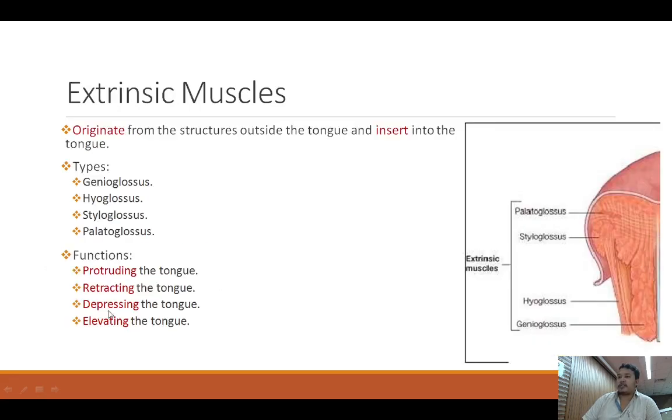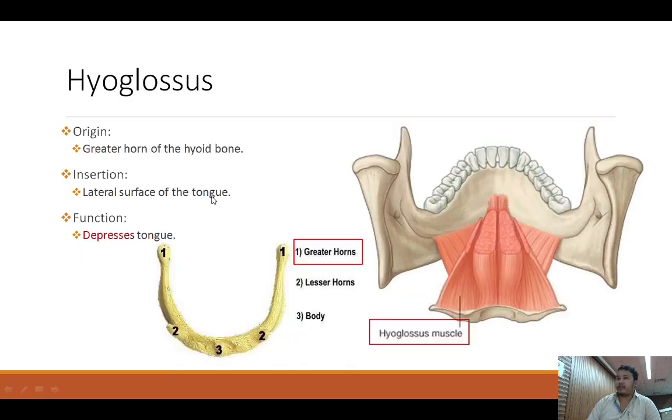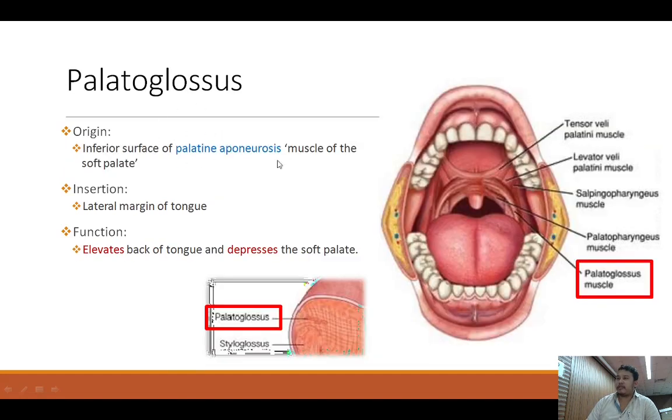So these are the extrinsic muscles I already told you: genioglossus, hyoglossus, styloglossus, palatoglossus. They don't really alter the shape of the tongue, but they are concerned with the movements of the tongue, for example protruding, retracting, depressing, and elevating the tongue. All these movements are done by the extrinsic muscles, but alteration of the shape of the tongue is done by the intrinsic muscles. I'll not go into details of this again. Hyoglossus comes from the hyoid bone, styloglossus comes from the styloid process, and palatoglossus comes from the palate or the palatine aponeurosis.